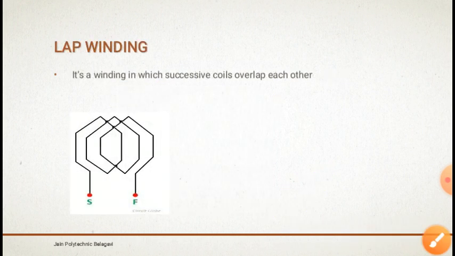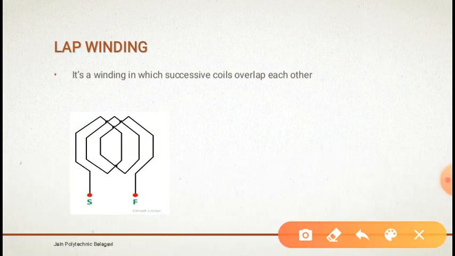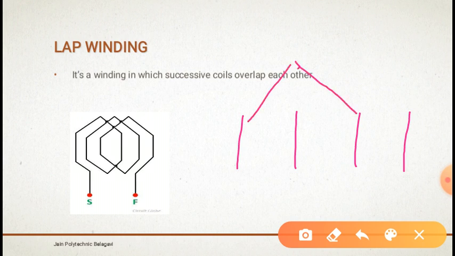So the next one is about the lap winding. Lap winding is nothing but the finishing end of one coil is connected to the commutator segment in this type of winding. I'll consider these four conductors and connect the first conductor to the third conductor, and the third conductor is connected back to the second conductor, and this part is connected to the commutator segment. It is called lap winding, in which the coils are overlapped.